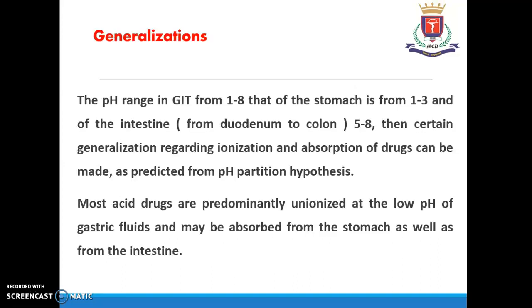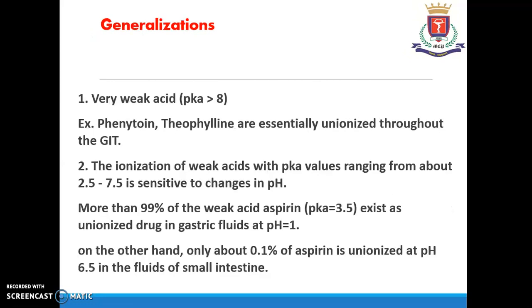Now, a few generalizations we can make by using the pH partition hypothesis, and these generalizations are important to understand. Our GI tract has a pH range from 1 to 8: in the stomach 1 to 3, in the intestine 5 to 8, and then in the colon again up to 8. Most of the acidic drugs are predominantly unionized at the lower pH of the GI fluids and may be absorbed from the stomach as well as from the intestine.